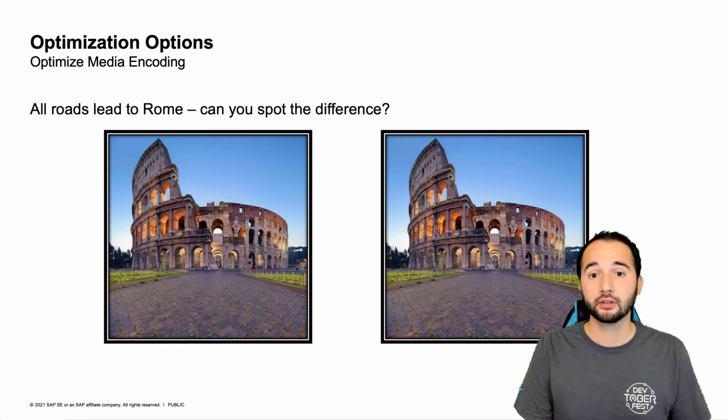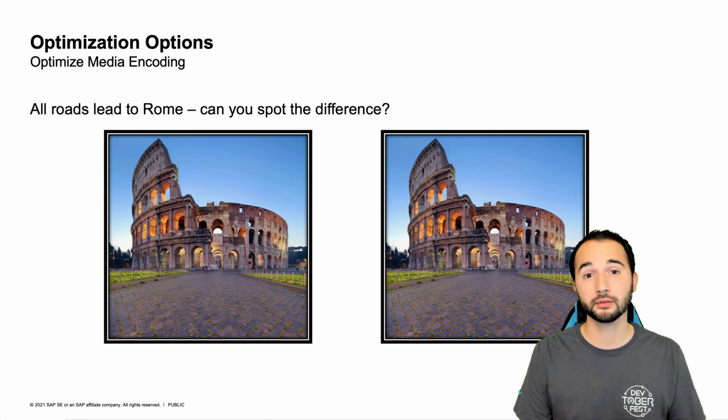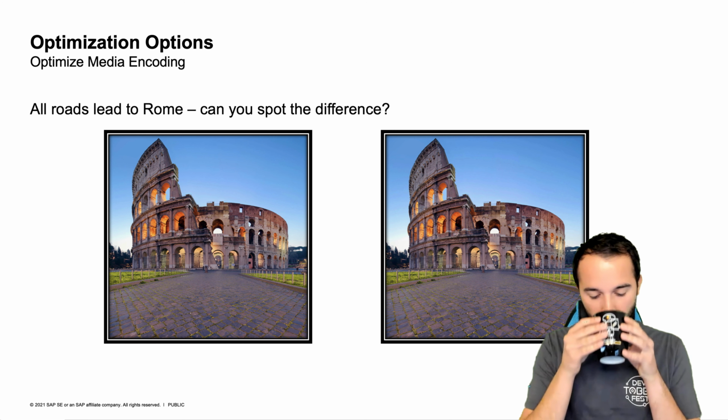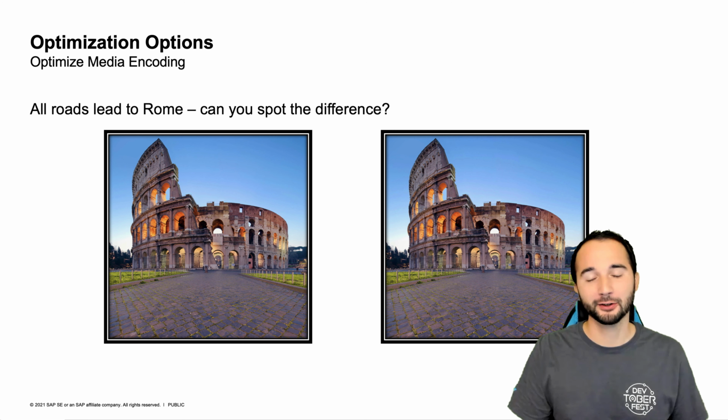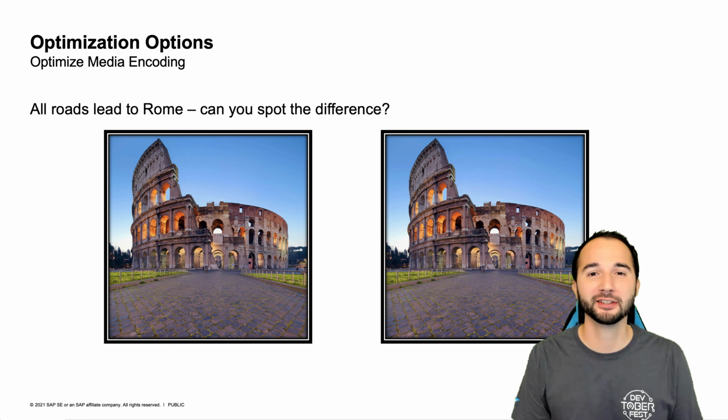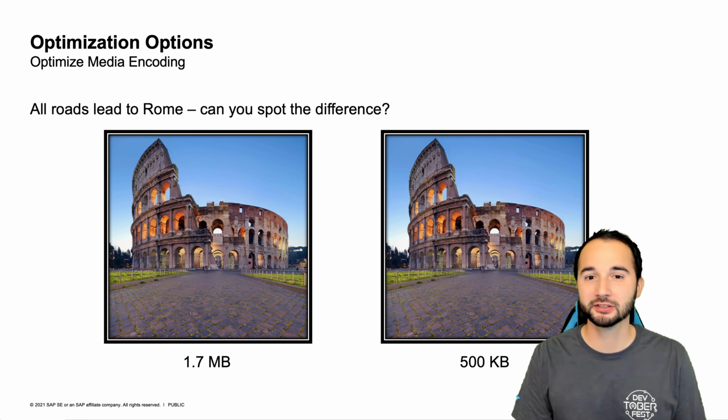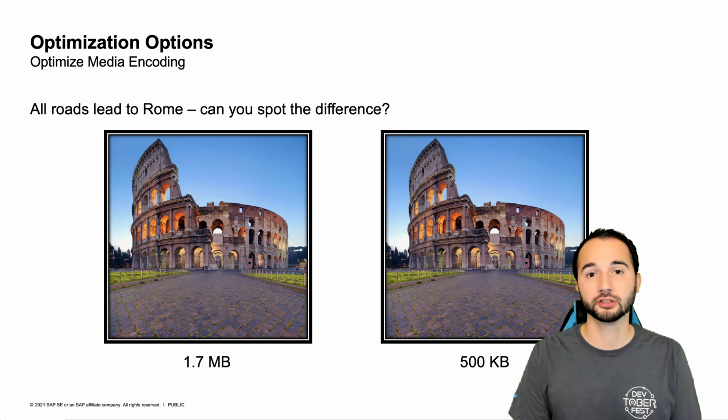The next point is optimize media encoding. So all roads lead to Rome, right? Can you spot a difference between these two images? I know that was a little bit mean because there is no difference in the image, but there's a difference in the file size of the images. So you see one file is significantly larger than the other.